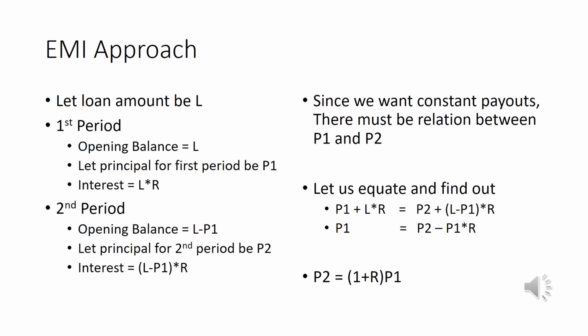This is pretty simple. For the second period, the opening balance is no more L, right? It's L minus P1. We don't know what that P1 is yet, but that's my P1.